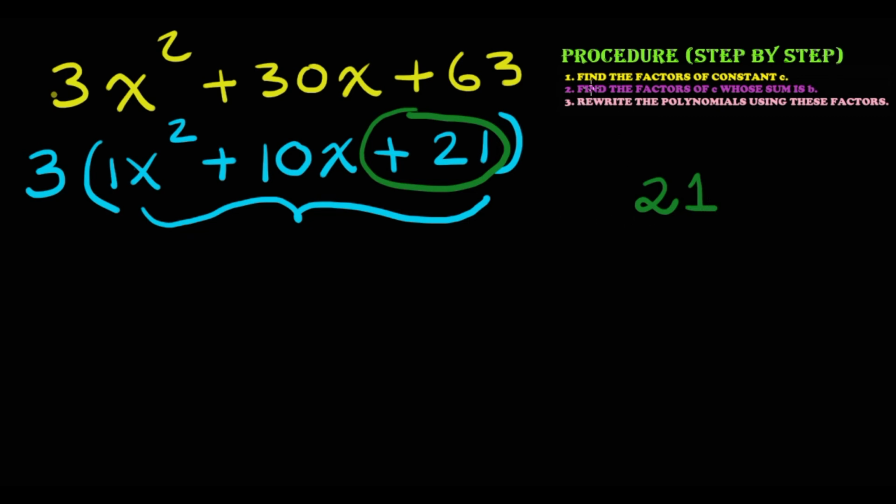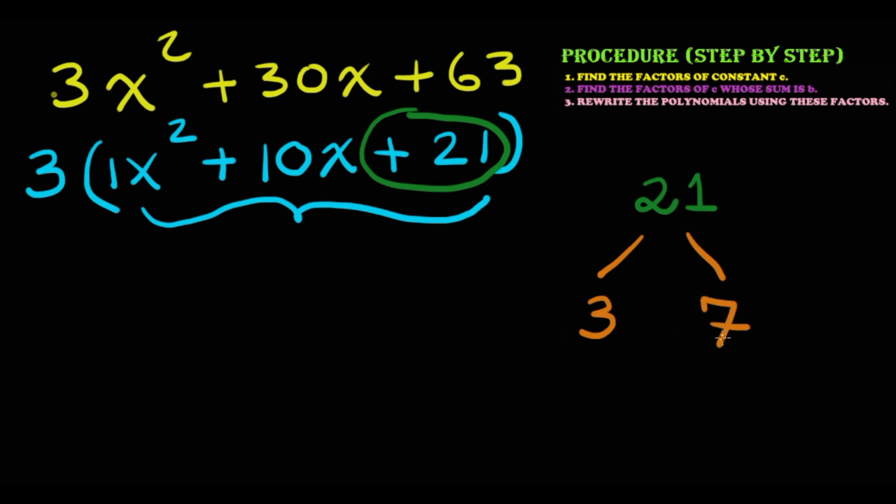Step number 2 is to find the factors of c, 2 numbers that multiply to get 21, whose sum is b. When you add those 2 numbers, it comes out to 10. So let's think of those 2 numbers. How about we try 3 and 7, because it's 2 positive numbers. So let's try positive 3 and positive 7.